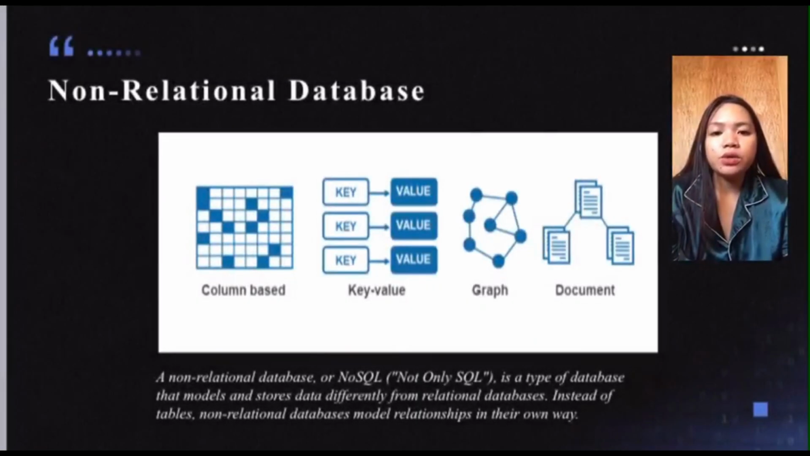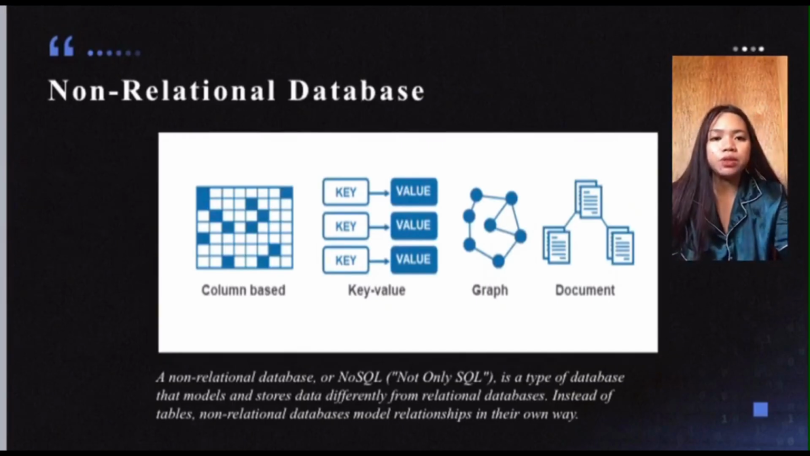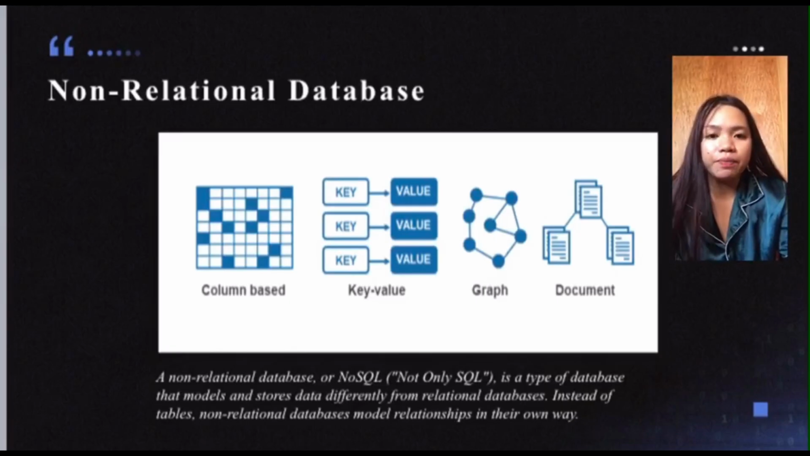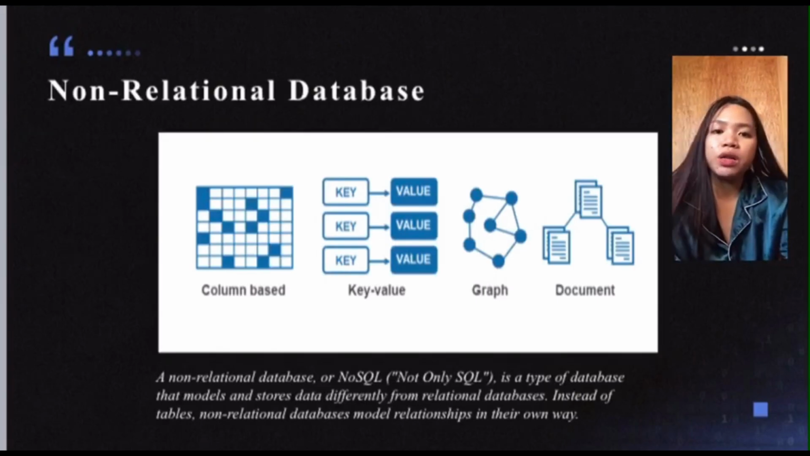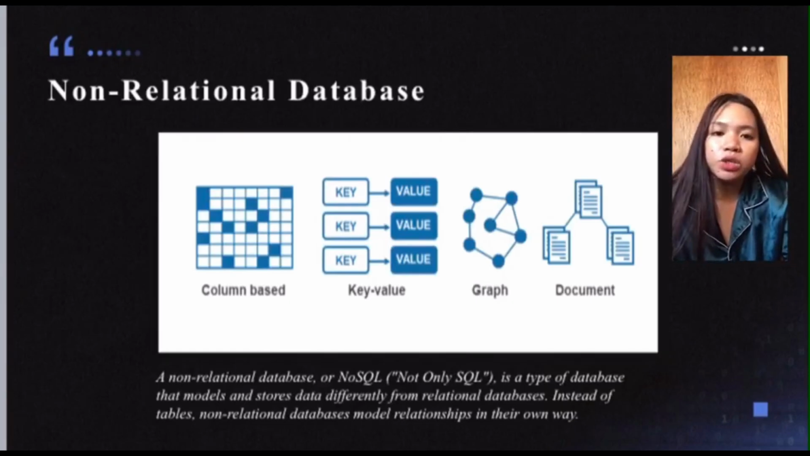We're exploring non-relational databases, also known as NoSQL, which offer a departure from traditional relational models by storing data in formats like column-based, key-value, graph, and document structures. This approach allows for greater flexibility and scalability, making it ideal for handling large volumes of unstructured or semi-structured data. Unlike the relational databases that use tables, NoSQL databases model relationships in diverse ways, catering to modern application needs and providing efficient solutions for complex data management challenges.